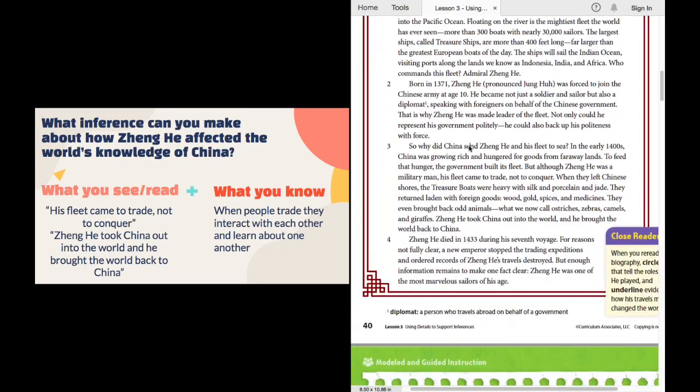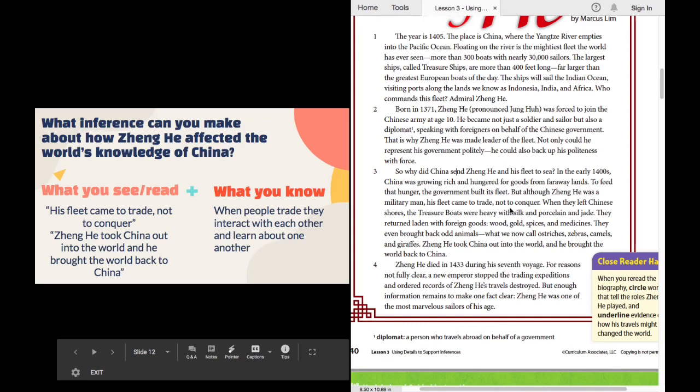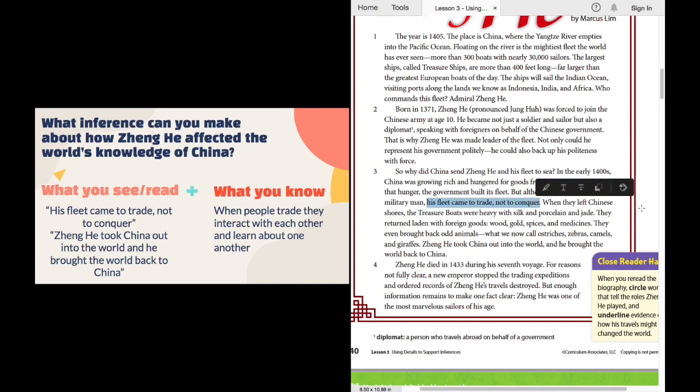So when we go back to the text, we see that it says that his fleet came to trade, not to conquer. So over here, paragraph 3, his fleet came to trade, not to conquer. That is an important part of the text. It sort of leads me to believe that he wasn't there to take lands from people. He was there to trade, but not just goods. Like, he was also there to trade knowledge, right?